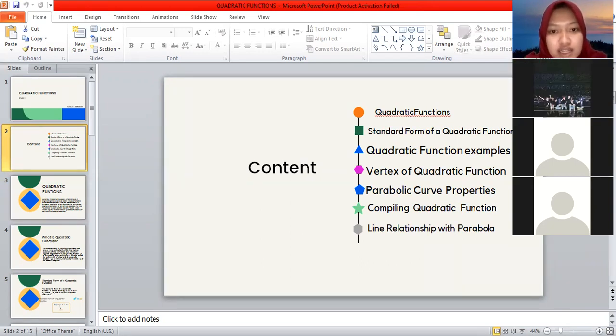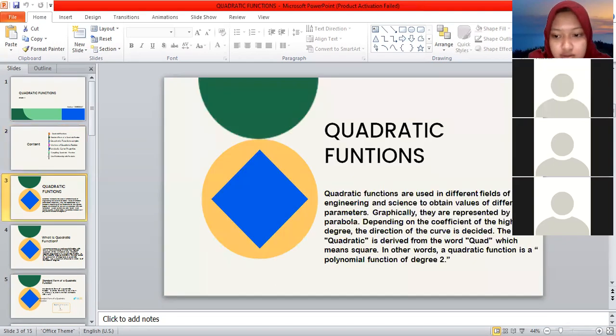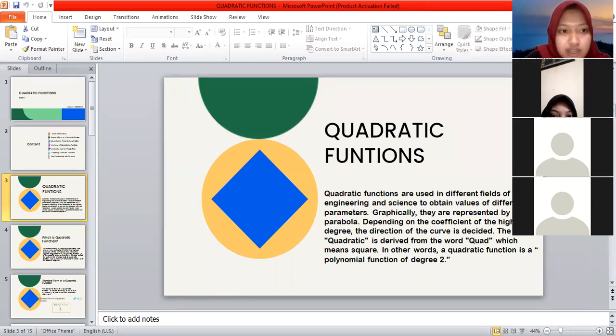Apakah slide sudah terganti yang quadratic function? No, Miss. Oke. Apakah sudah terlihat? Udah, tapi nggak ke slideshow. Oh, wait. Yang quadratic function sudah terlihat?